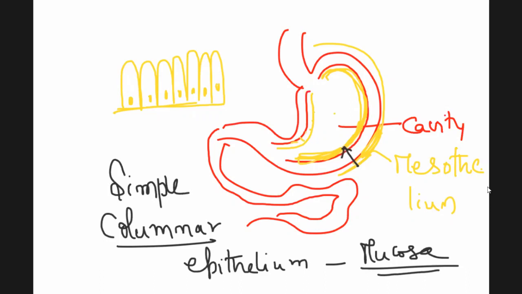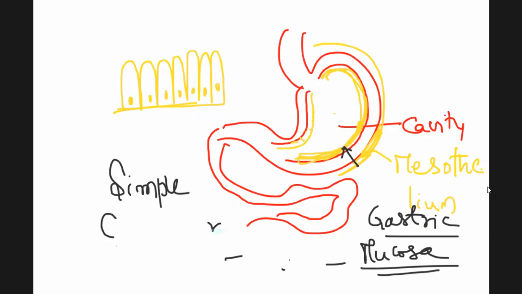In the stomach, it is simple columnar epithelium. Right? You call it gastric mucosa. What does the word gastric refer to? Stomach. Then, in the case of the small intestine, not the large intestine, this type of epithelium will be there.